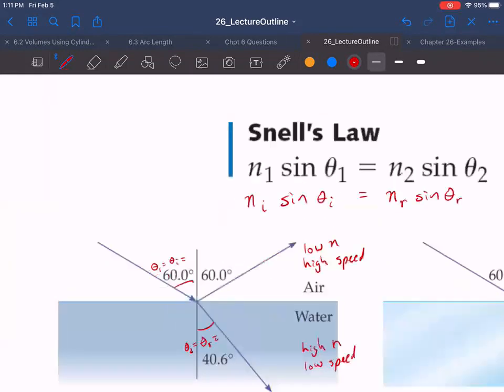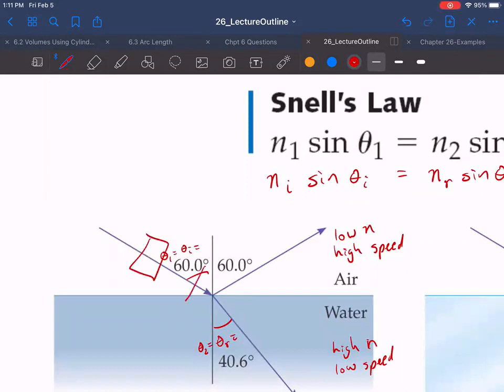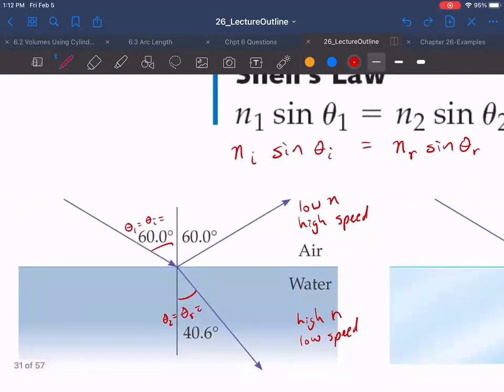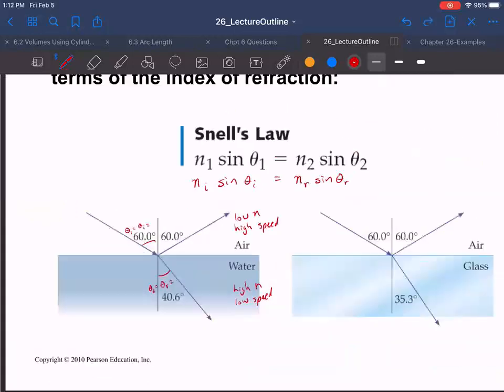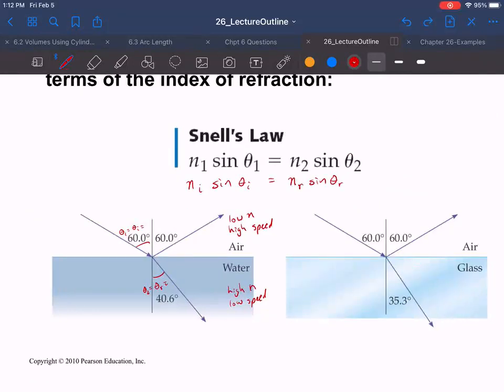So here is our barrel coming in. As soon as it gets here, we have this speed and this speed. This speed is still fast, and then this one greatly slows down, which makes it turn toward the normal. And so the barrel will go off in this direction. Once they're both in there, they both are slow. So before you start thinking about whether it'll bend toward or away from the normal, remember to switch it from index to speed. High index means low speed, low index means high speed. So if you're given indices of refraction, that's how you can figure this out.